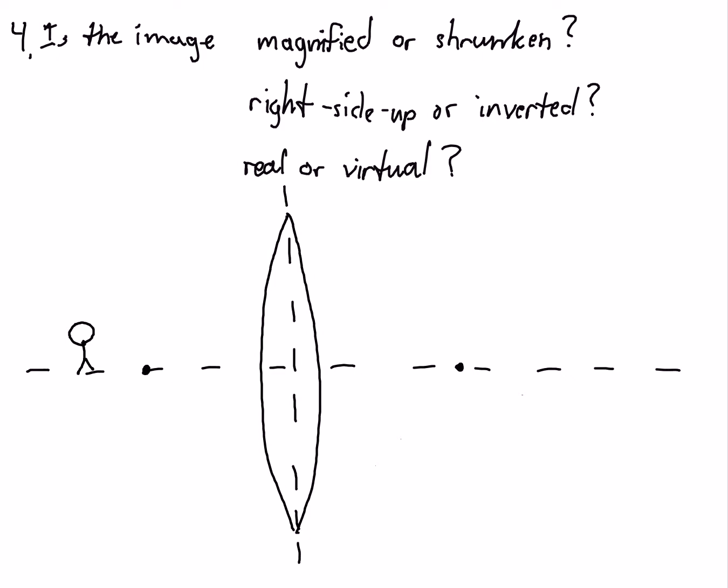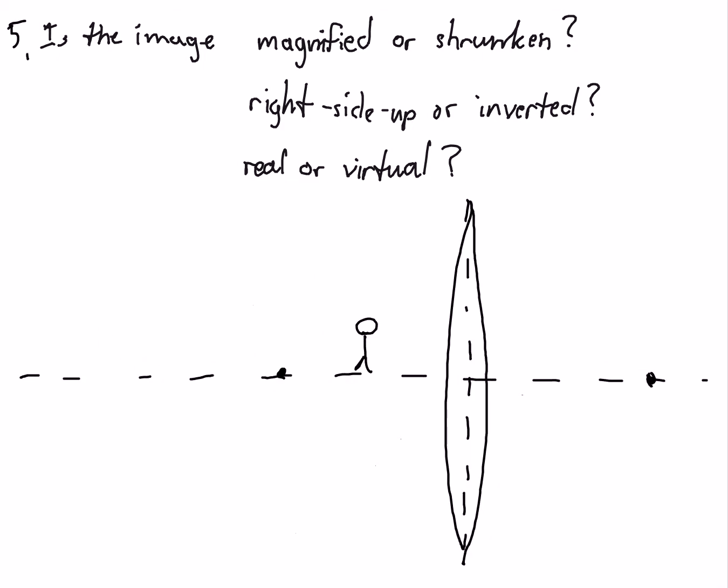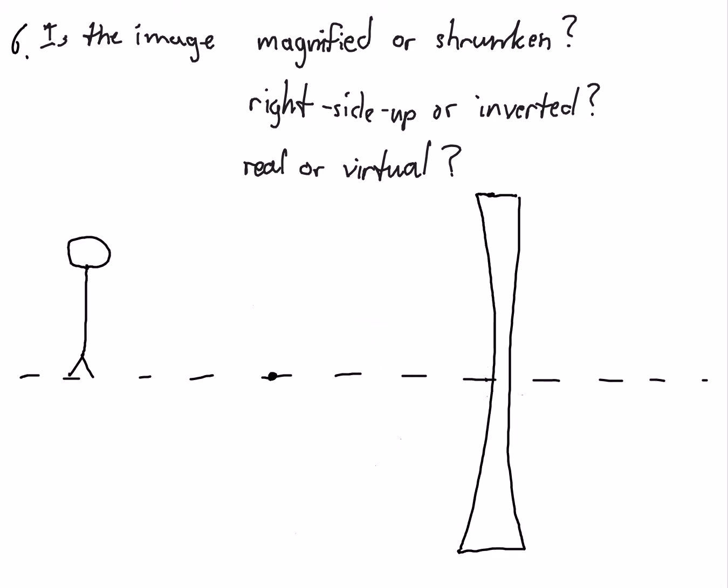For homework problem 4, consider this situation and answer the same questions, but now the object is a little bit closer to the focal point. For problem 5, answer the same questions for this situation, with the object inside the focal length. For homework problem 6, answer the same questions now for a concave lens and an object positioned outside the focus.